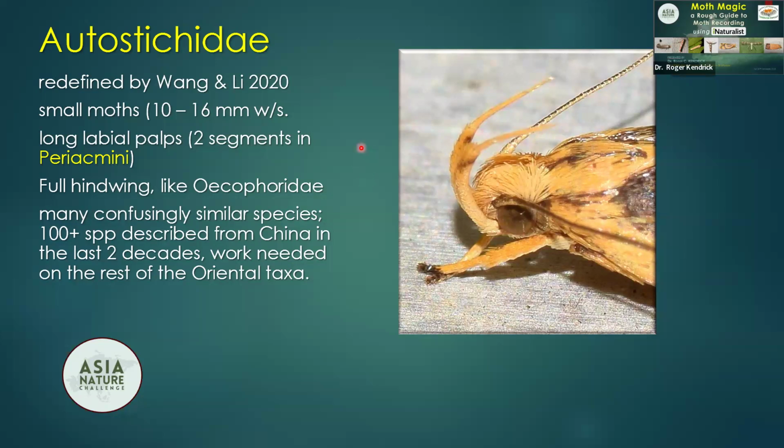Okay, Autostichidae. Males and females often have different labial palps. Two segmented in males, three segmented in females. But the male two segments, this is a female, the males have the second segment going all the way around and over the head, thickened all the way. I've marked that up here for the Periacmene. Hind wings are generally fairly full.